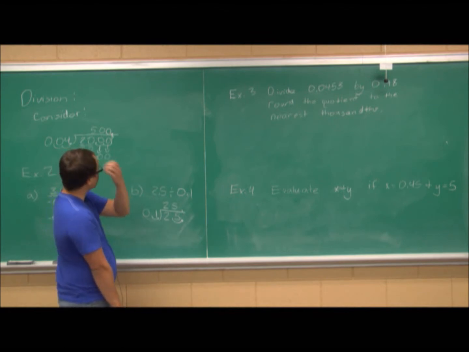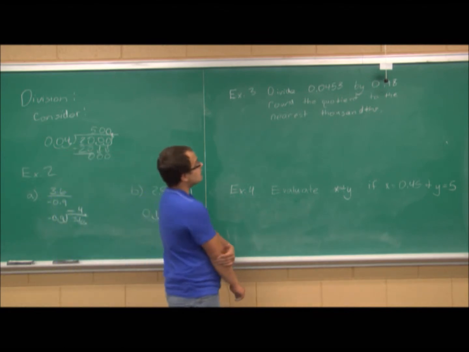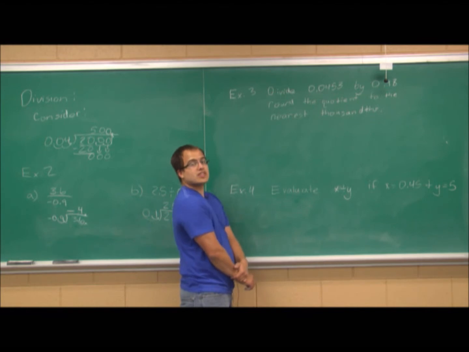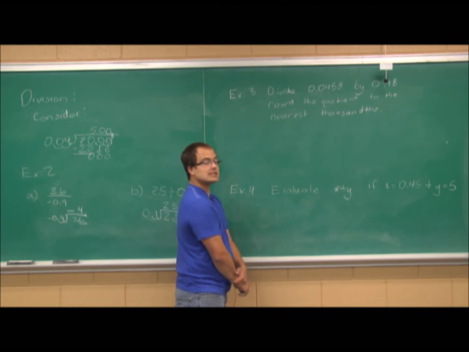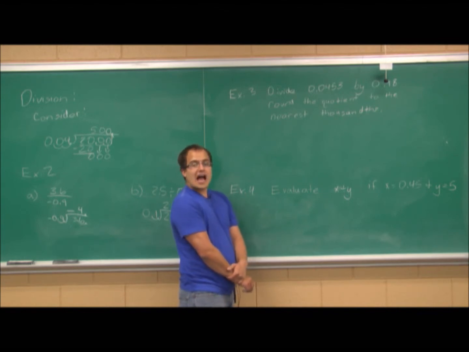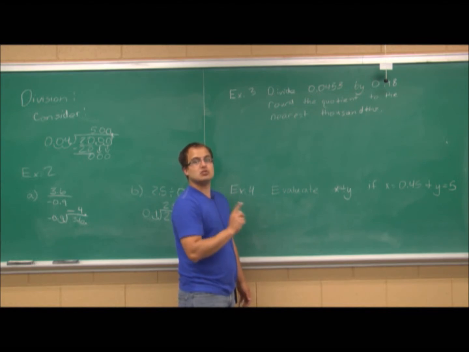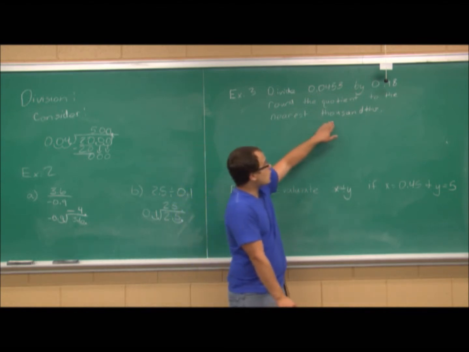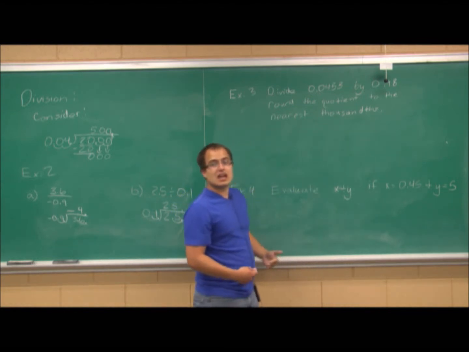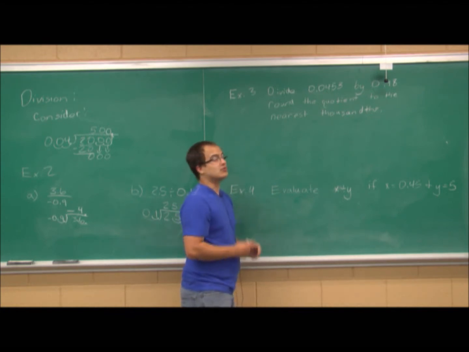Now on to example 3. Divide 453 hundred-thousandths by 98 hundredths. Round the quotient to the nearest thousandths. Now when you are dividing and you are told to round your answer, you always carry out the division to 1 more decimal place than you need. So since I'm going to thousandths, I need to carry out to ten-thousandths.